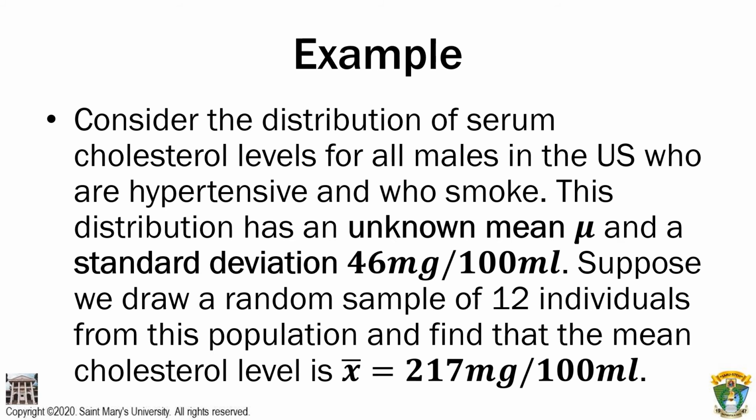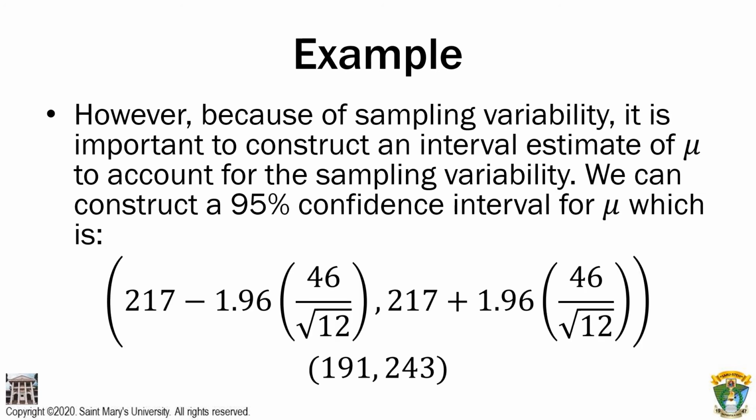The problem states that we know the population standard deviation, we know the sample mean, but we don't know the population mean. However, because of sampling variability, it is important to construct an interval estimate of the population mean, or mu, to account for the sampling variability. Because there are some changes when we take different samples at a time, it is just right that we make an interval estimate for the population mean instead of using a point estimate, which is the sample mean.